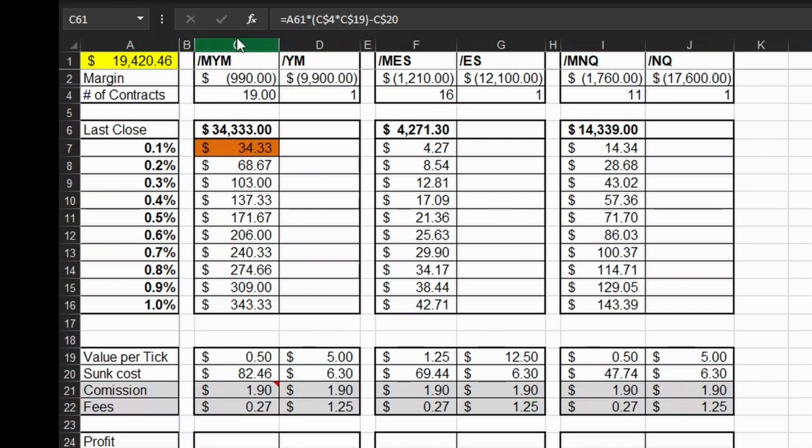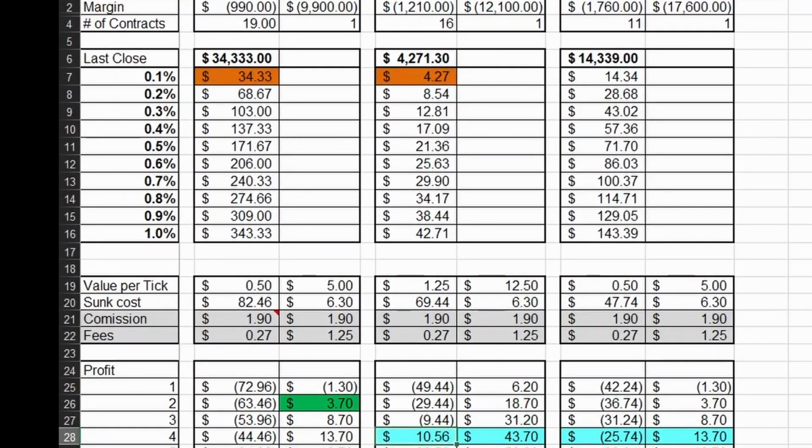And I know I just focus on the MYM and the YM here because that's what I'm trading. But on this chart, I also drew out what it would cost to trade the ES and the NASDAQ itself. Let me just do that same practice for the ES. 0.1% is 4 points. So 4 points would essentially get you $10.56 if you were trading 16 MES, again, based on the cash that I have. And if I was trading just one ES, that would give me $43.70 for that 4-point move.